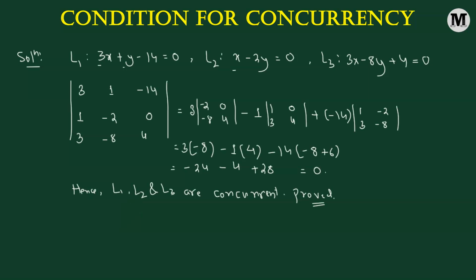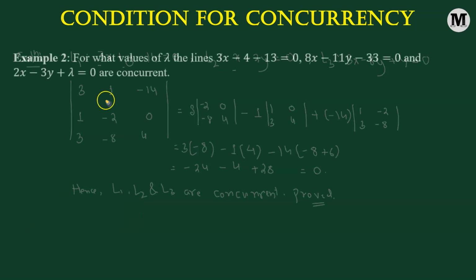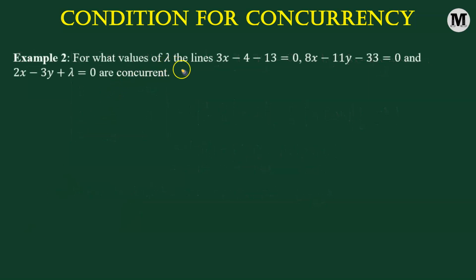Okay, let's do one more problem. Now in this problem, we need to find out the value of lambda such that the three lines whose equations are given to us are concurrent. That means these three lines are already concurrent, and we have to find out the value of lambda that makes it concurrent. Okay, let us begin. So here we have three equations of the line. So we are going to straight away compute the 3 by 3 determinant.